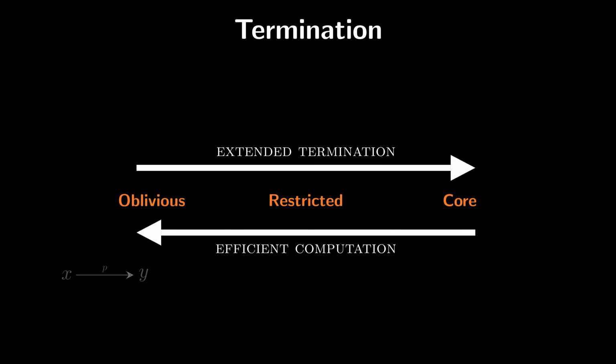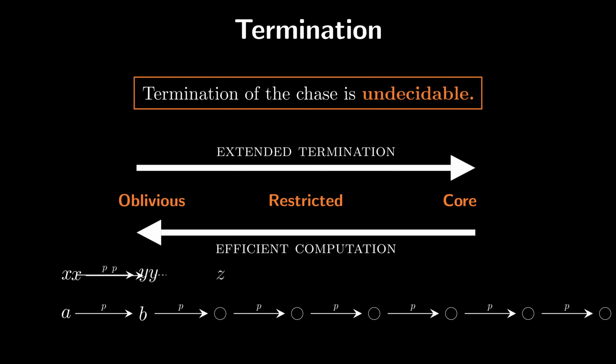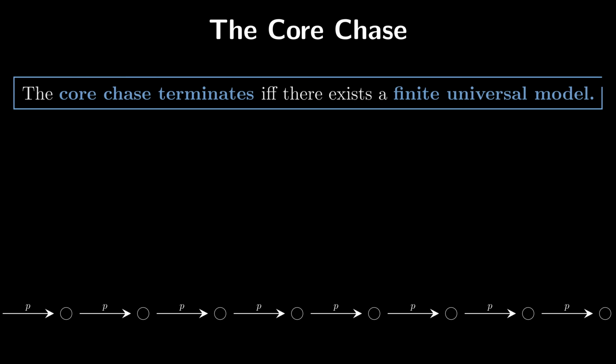And what do you do for those clients interested in chase termination? Well, we can offer more refined variants of the chase, like the restricted or the core chase that terminate in more and more cases. But I always remind them that there are no guarantees because the problem is undecidable in general. And don't forget to charge extra for the core chase that terminates if and only if there exists a finite universal model.